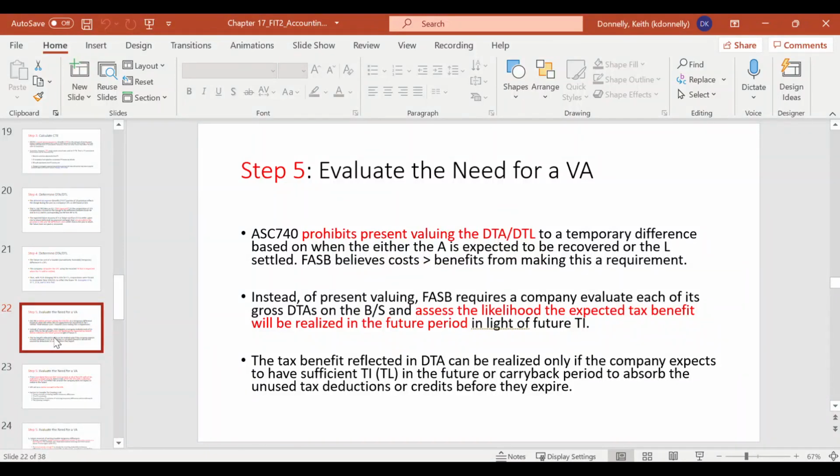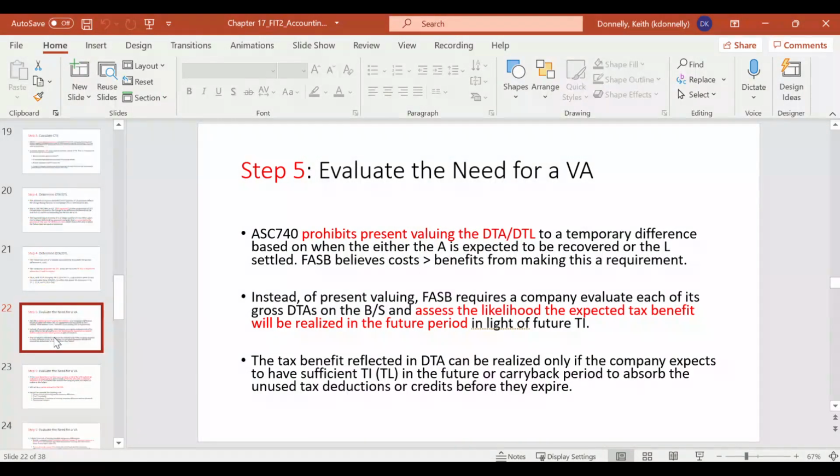So step 5 says, hey, we need to evaluate the need for a valuation allowance. So basically, one of the things here is ASC 740, right, which guides all of this. This basically says you're not allowed to present value any DTA or DTL. It's a future item, but you do not present value it. The reason being is the costs of doing this and the speculation, the mechanics, the calculation are going to be greater than the benefits derived from it.